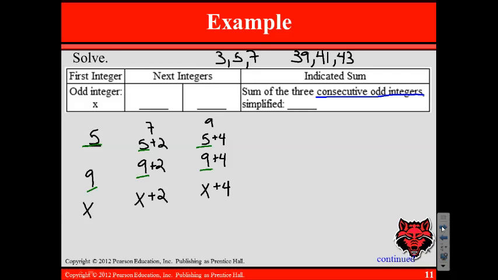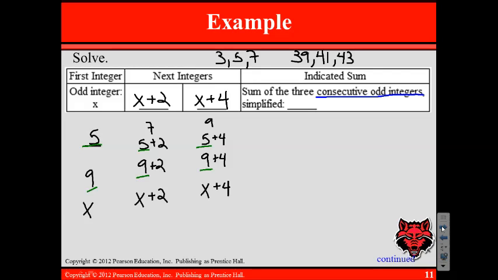Now, don't let the fact that we're adding even numbers confuse you. If you start with an odd number, you always add an even number to get another odd number. And so it should make perfect sense that if we start with an odd number and we add 2, we have the next odd number. And if we add 4 to the original, we have the next odd number, and so on. So filling in our blanks, if we start with x, the next odd integer is x plus 2. The next odd integer is x plus 4. So really we have the same type of pattern with even integers and odd integers.